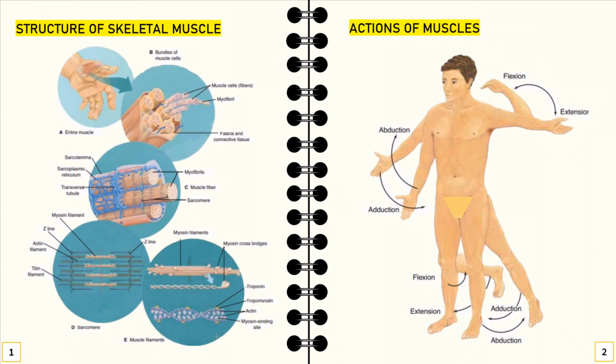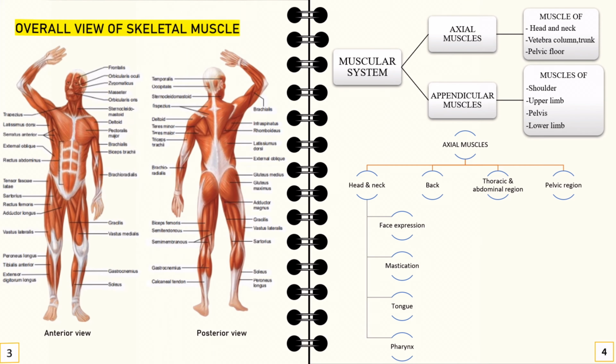And on page 2, it shows the actions of muscle, where most are grouped in pairs of antagonistic function. On page 3, it shows an overall view of the major superficial skeletal muscles that will be considered in more detail as we progress throughout the pages.